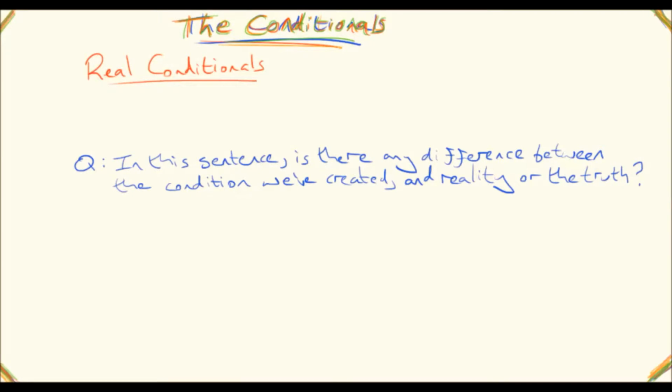Let's take a look at another example of a real conditional. And here it is. We've seen it before. If it rains, I will buy an umbrella. And I ask you the same question. In this sentence, is there any difference between the condition we've created and reality, or the truth? Are we imagining a crazy world that could never happen? Or is this possible?